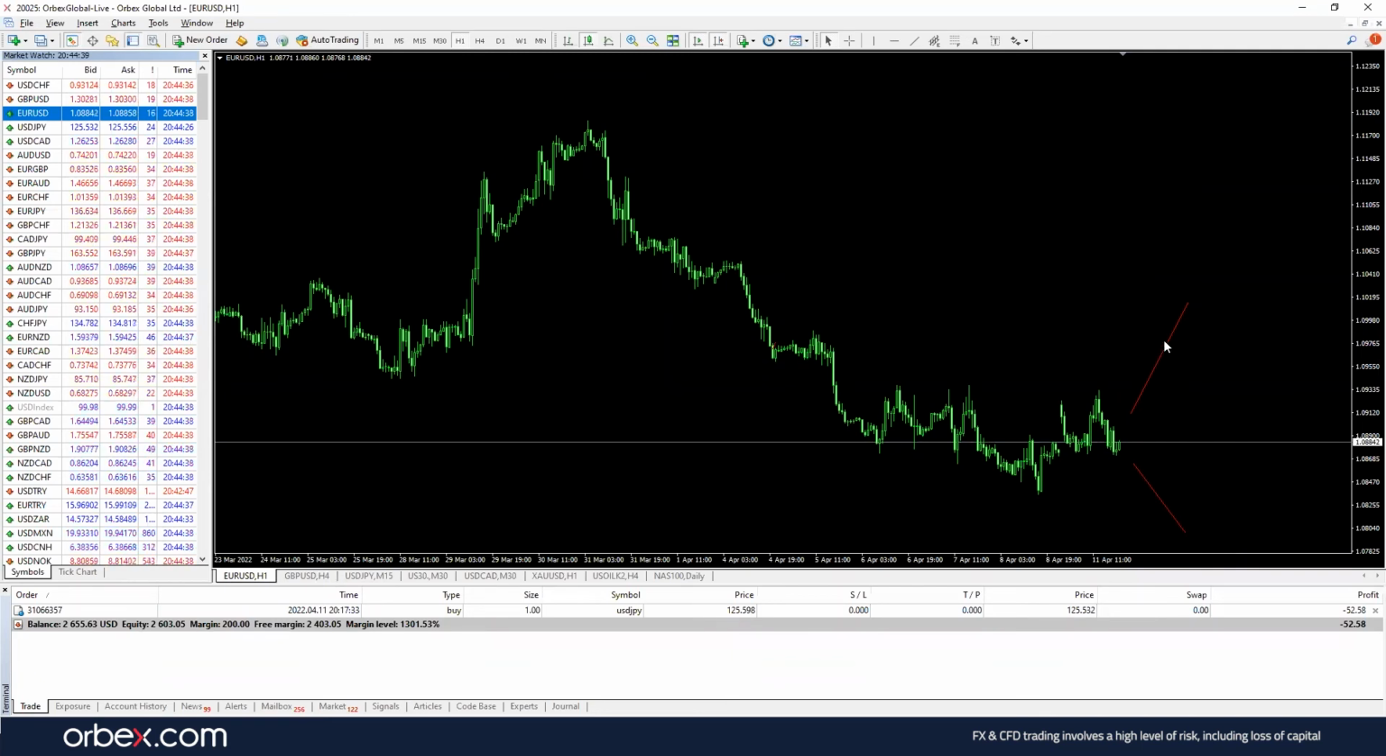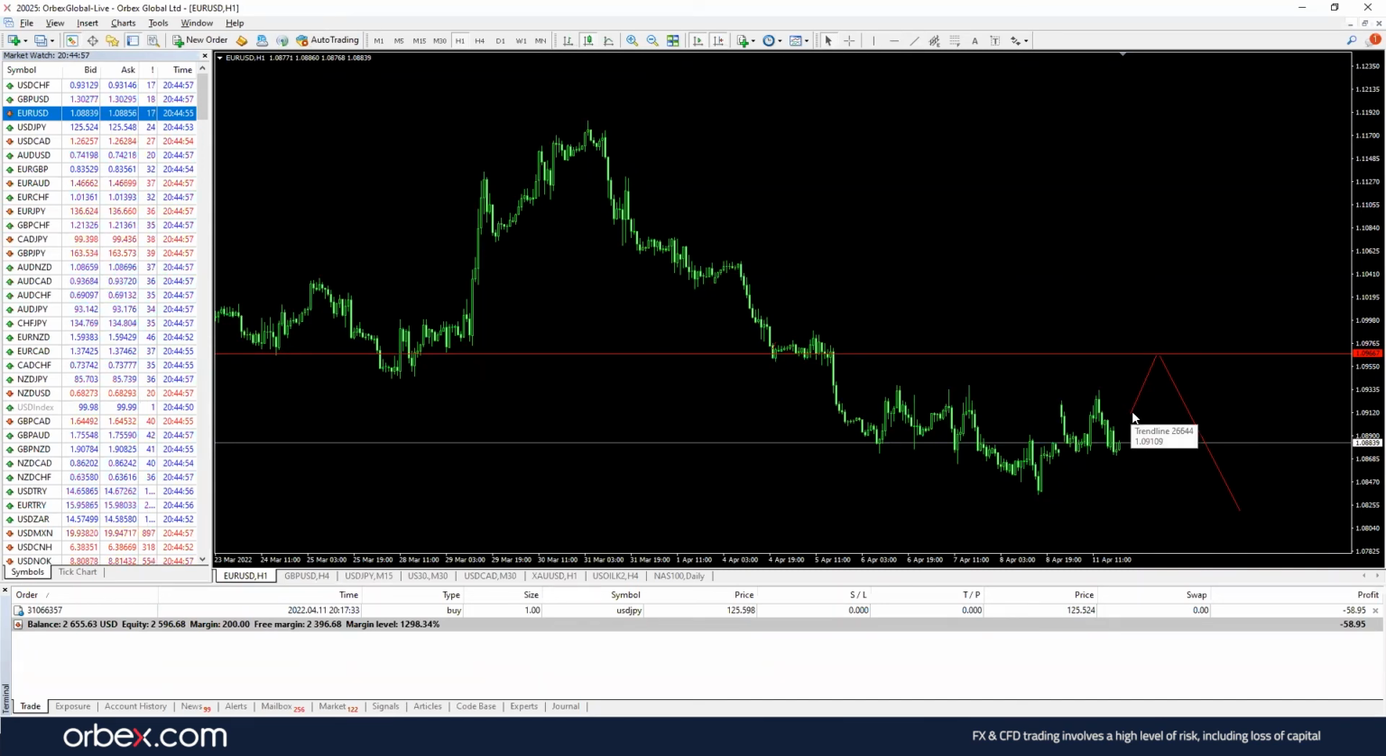So for a sell limit, I'm expecting the price to move higher, get to a certain point, and then hit that point and then move lower. Just move this other way so it's easy to see. So this is a sell limit.